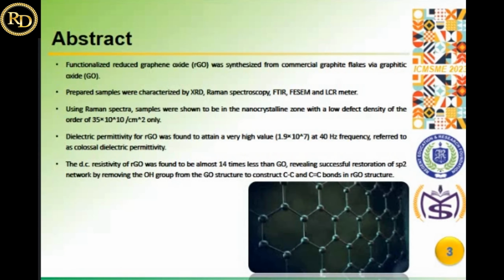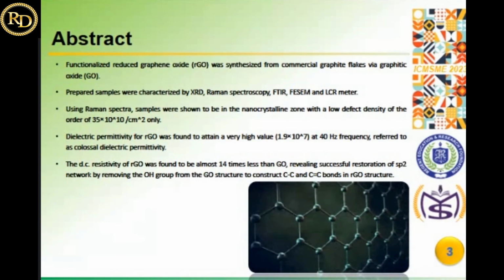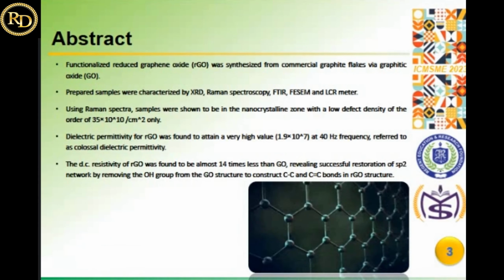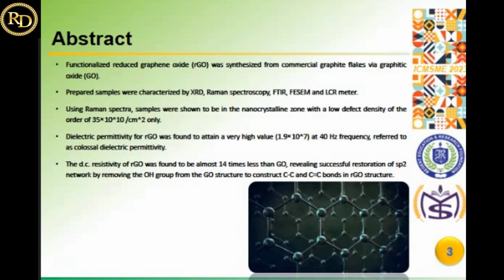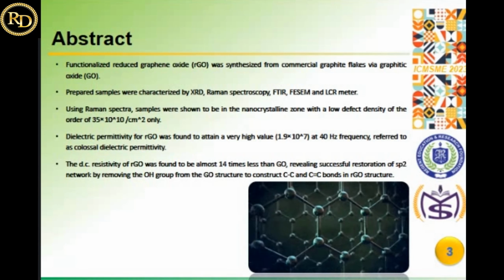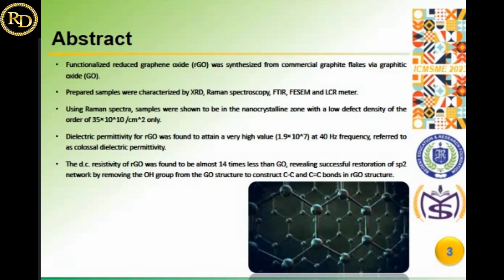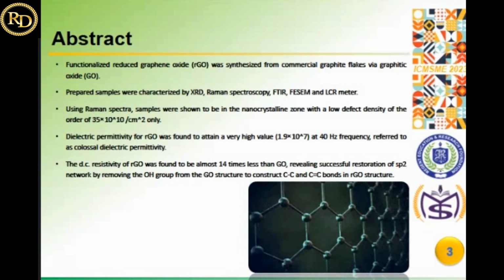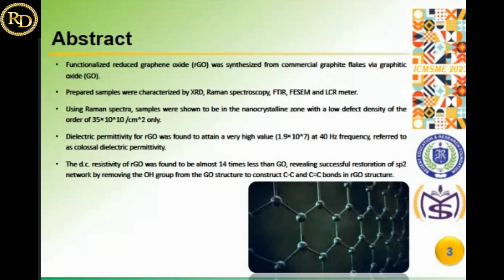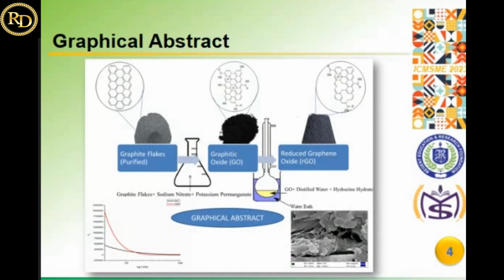Now here is the abstract of our work, given in a nutshell. I'm not going into detail, just reading out the points: we synthesized reduced graphene oxide from graphitic flakes. Then we characterized it through various tools, namely XRD, Raman spectroscopy, FTIR, and SEM analysis. We have seen certain characteristics of the material so formed, which give the footprint of graphene oxide and reduced graphene oxide. This is the pictorial representation of the complete procedure.